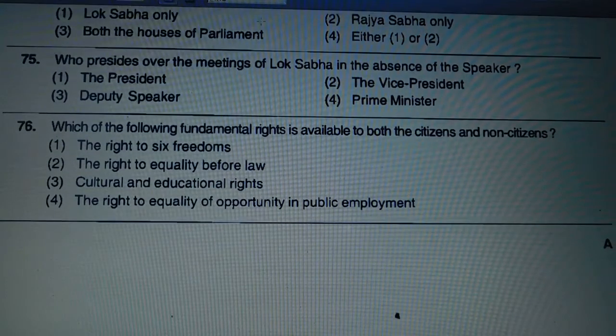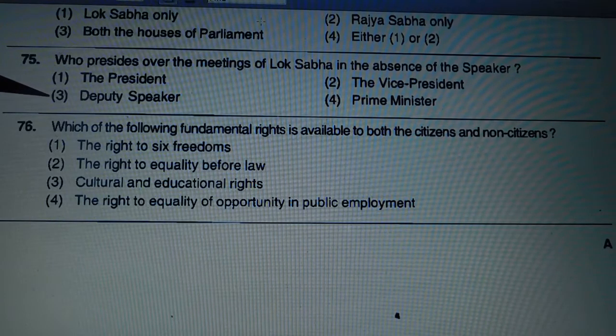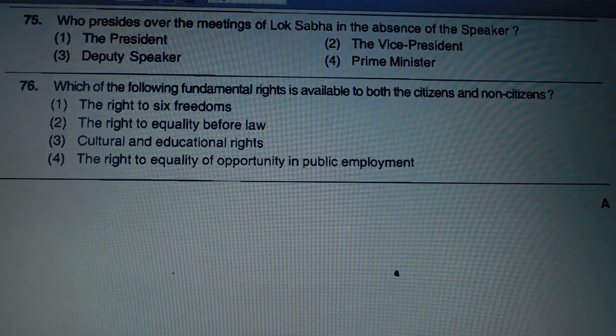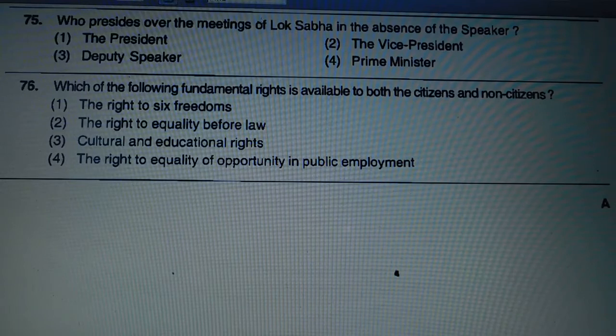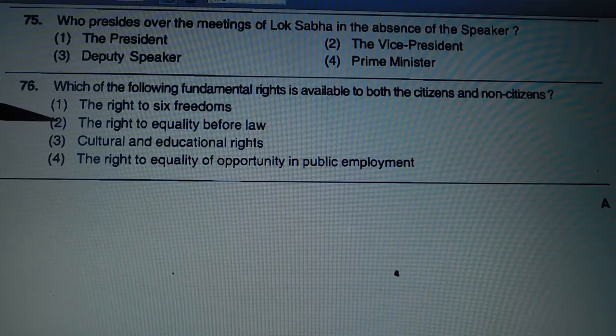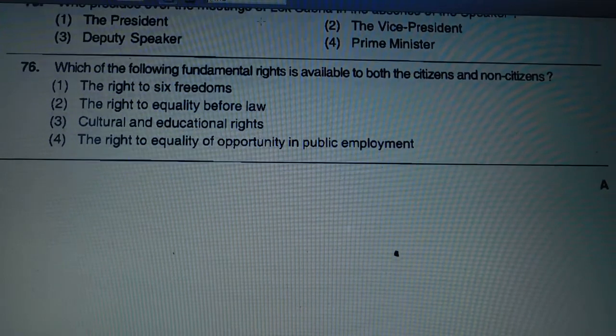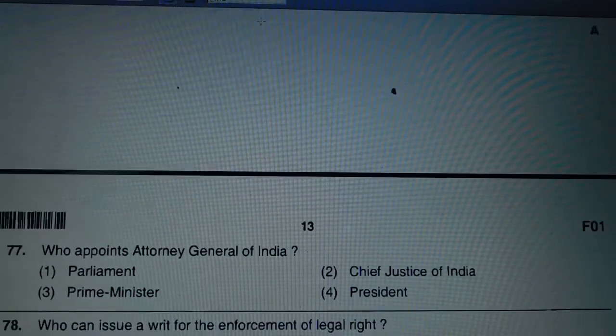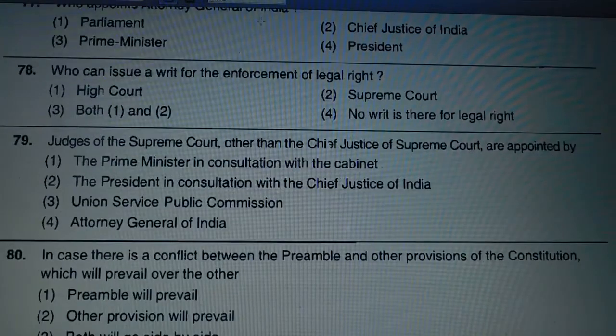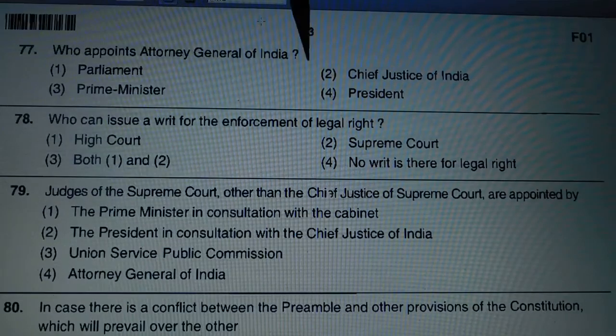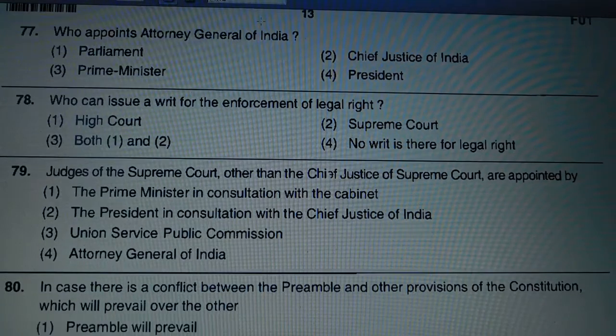Question number 75. Who presides over the meeting of Lok Sabha in the absence of the Speaker? The answer is Deputy Speaker. Question number 76. Which of the following fundamental rights is available to both the citizens and non-citizens? The answer is the right to equality before law. Question number 77. Who appoints Attorney General of India? The answer is President. Question number 78.